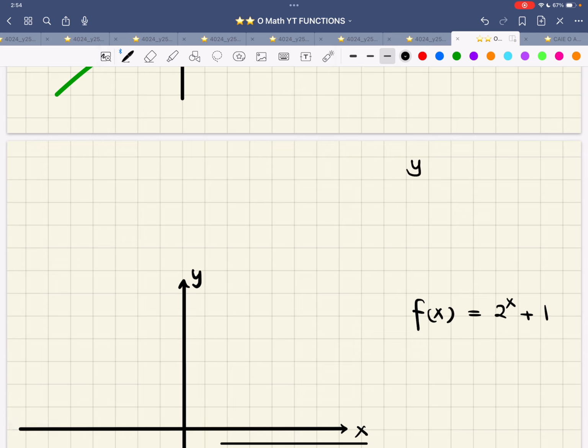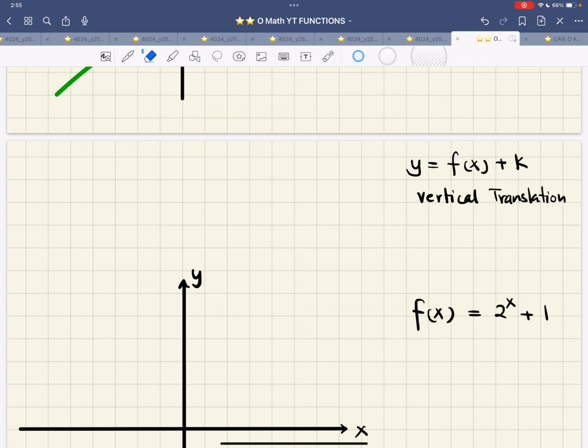So y is equals to f(x) plus k. It is a vertical translation, like the translation that you study in transformation. And if it's a minus, so first of all, let me use an eraser: a plus k, and then a minus k. If I have plus, it's a vertical translation up. And if I have negative, it's the same vertical translation but down.